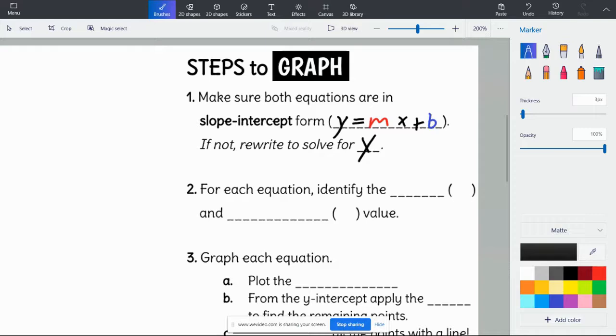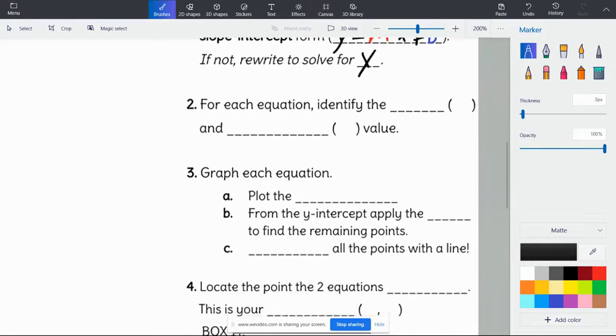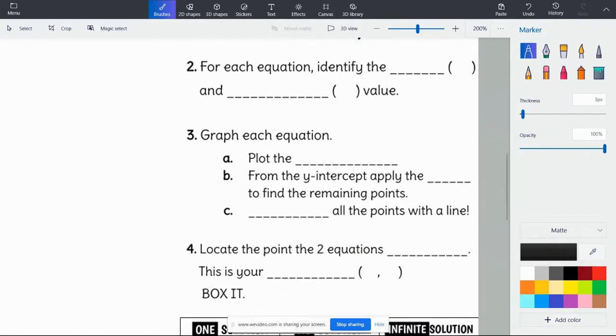We're really only dealing with slope-intercept form right now because it's the easiest way to graph a line. There's other forms of line like standard form, point slope form. You'll learn all those later. Right now, we're just going to deal with slope-intercept form because it's easy and it works. So for each equation, you're going to identify the slope, which is your m value, and your y-intercept, which is your b value. Your slope and your y-intercept.